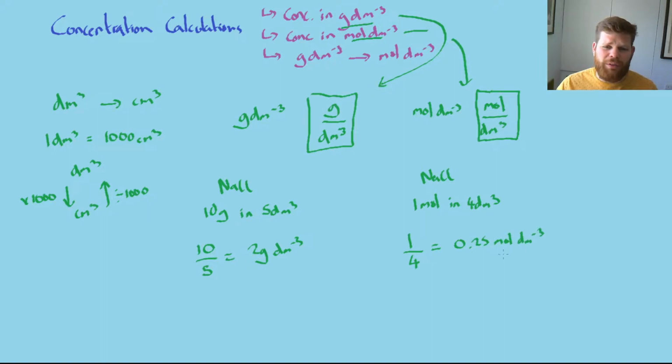Now, a quick comment on this. You'll notice that I haven't left it as a fraction. We write concentrations as decimal numbers, so it would be 3 significant figures or whatever's appropriate.